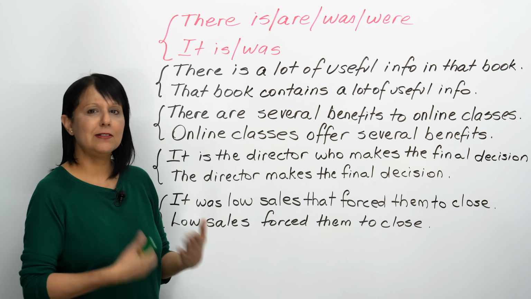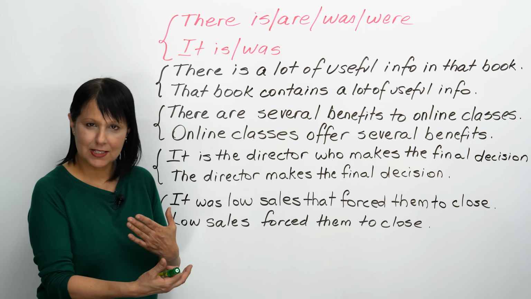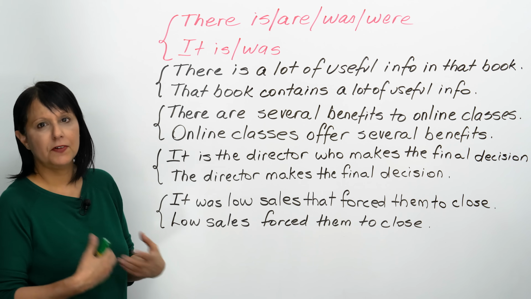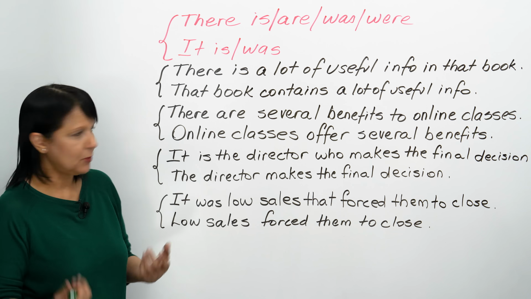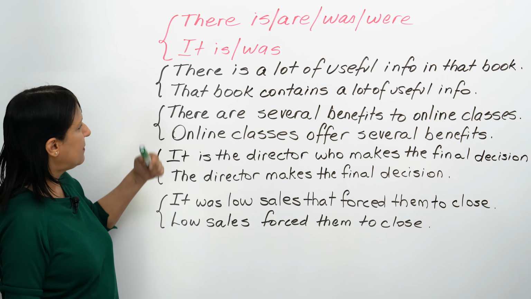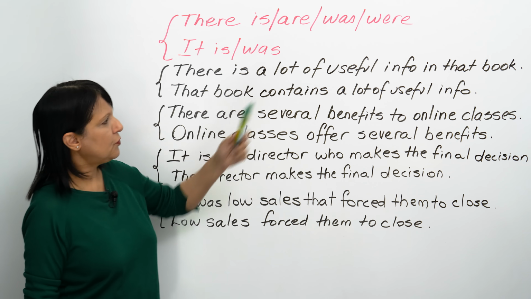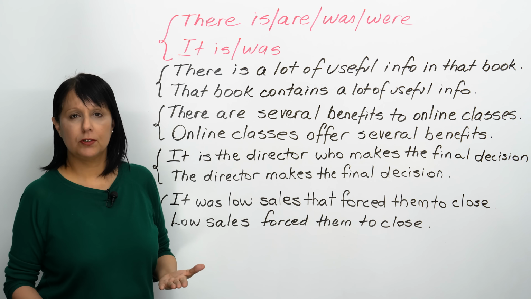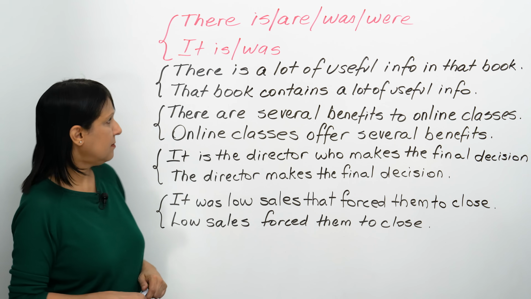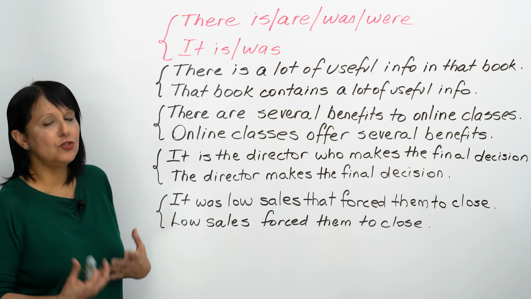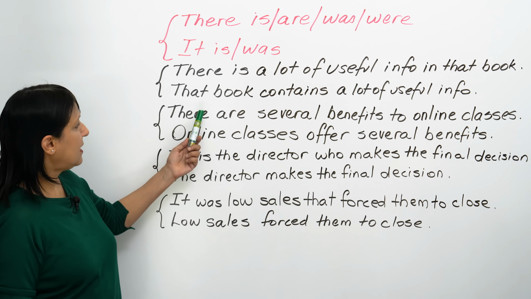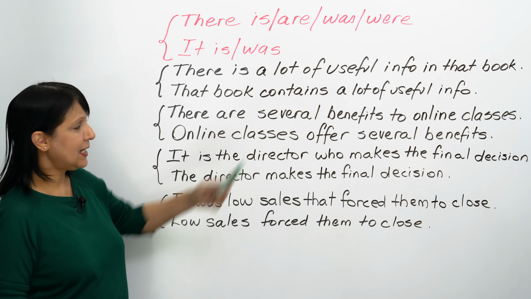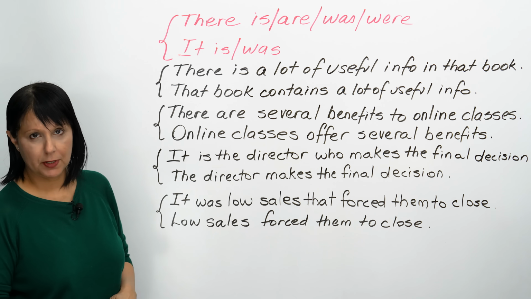Okay? So let's look at how we can transform these sentences, and you'll see for yourself that the second sentence in each case is actually much more powerful. Okay? Let's look. Number one, there is a lot of useful information in that book. Okay, there's nothing wrong with that sentence. It's just not very powerful. So how can we make it stronger? We could say that book contains a lot of useful information.